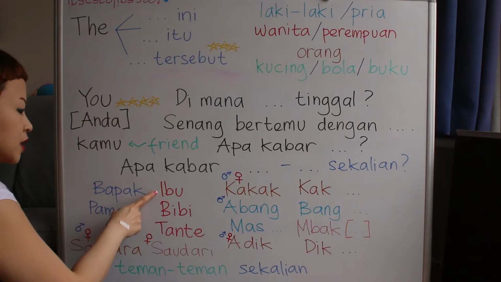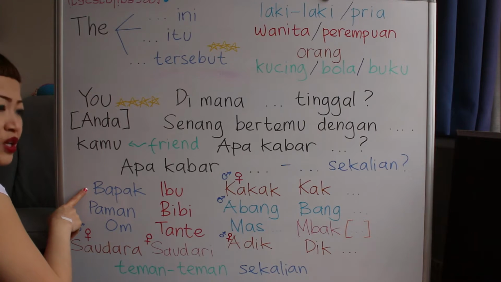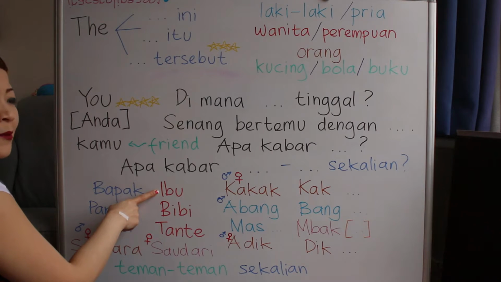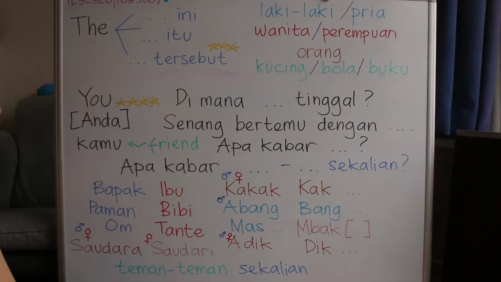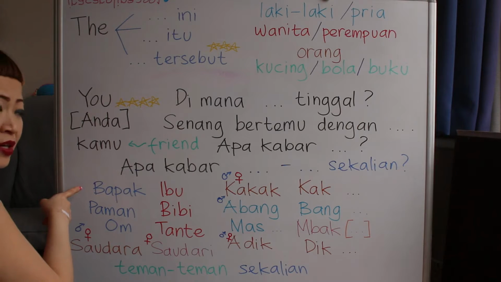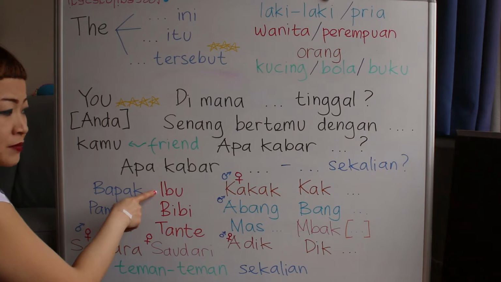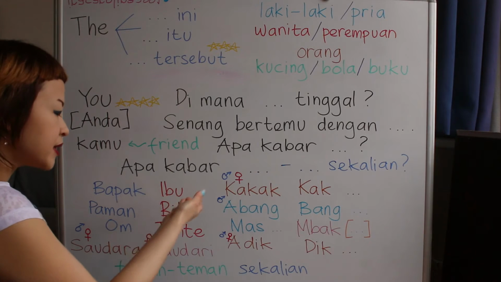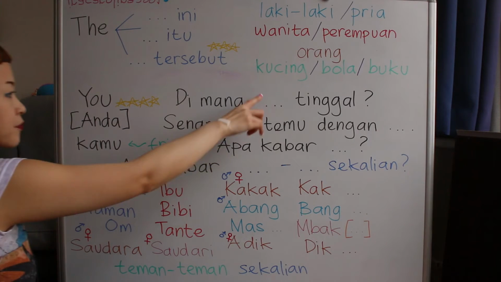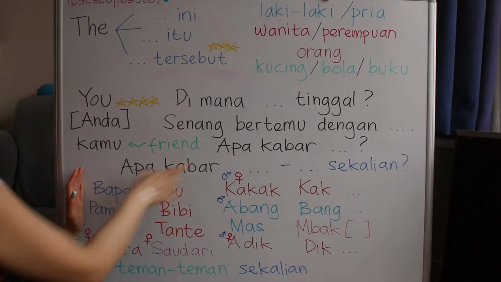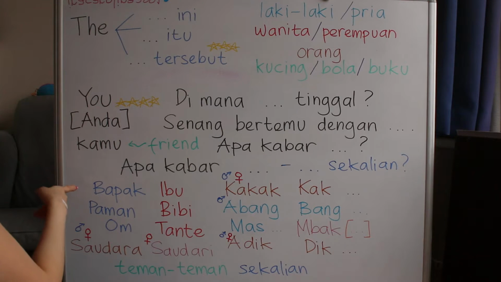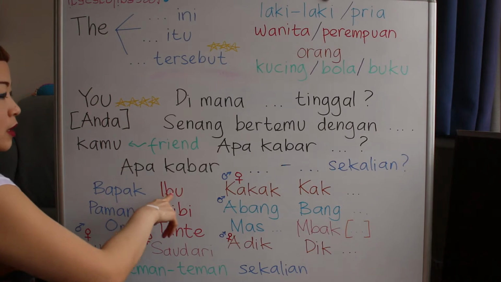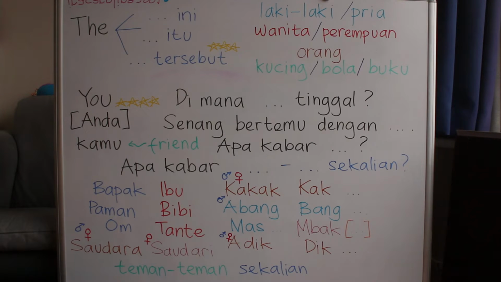Bapak male, ibu female. Bapak is sir or Mr. Ibu is Mrs. or madam or ma'am. Even though bapak can also be father, and ibu can also be mother, in this case of course it's not father and mother. In this case, sir, Mr., Mrs., madam, ma'am. So when you have to say you, you put this as you. Because if you call the person kamu instead of ibu or bapak, it's not polite.